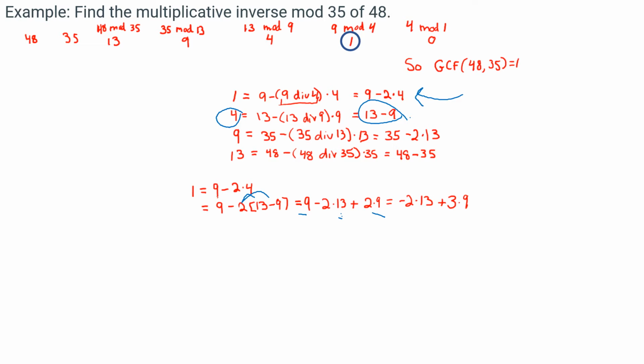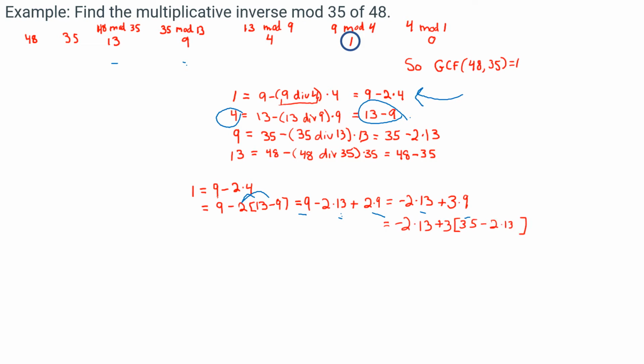Okay, so now what have we accomplished? We now have 1 written as a linear combination of the 13 and the 9. So we're making progress because now it's a linear combination of those two. But we need to keep moving over so we eventually get them as a linear combination of the 48 and 35.